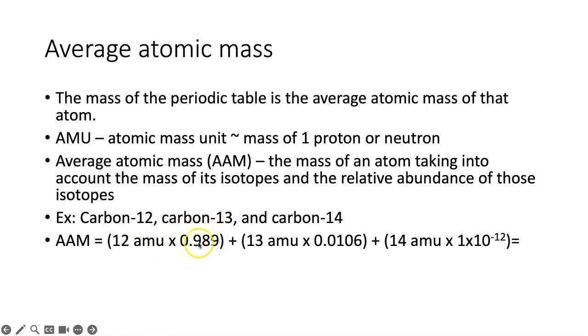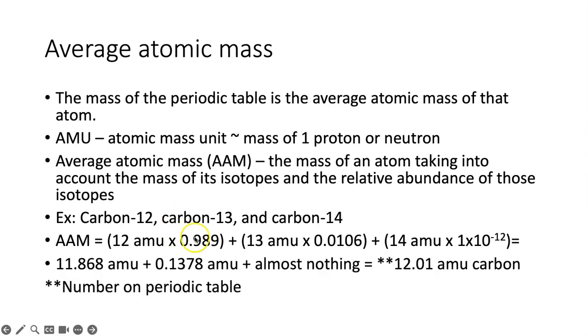This is my abundance, and then I add that to the mass of carbon 13 times its abundance, which is like 1.06%. And then I have carbon 14, which has a trace amount. It's 1 times 10 to the negative 12%. It's a ridiculously small number.